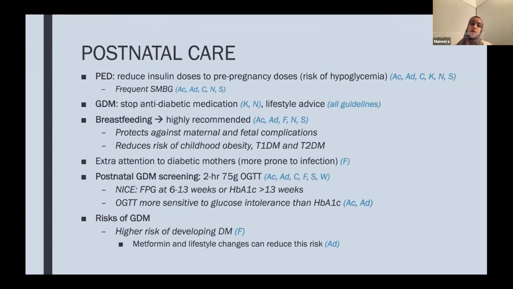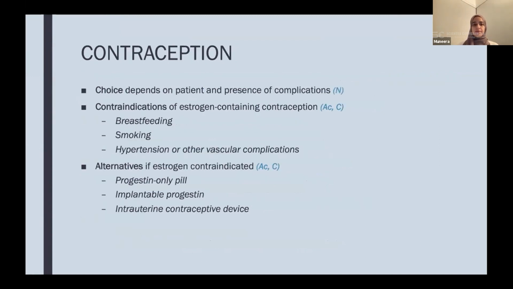Postnatally, we need to screen for type 2 diabetes mellitus. We can use the 75-gram oral glucose tolerance test. NICE, however, recommends fasting plasma glucose or HbA1c. However, OGTT is more sensitive to glucose intolerance compared to HbA1c. We noticed that patients with GDM have a high risk of developing diabetes mellitus. It was found that metformin and lifestyle changes can help reduce that risk.